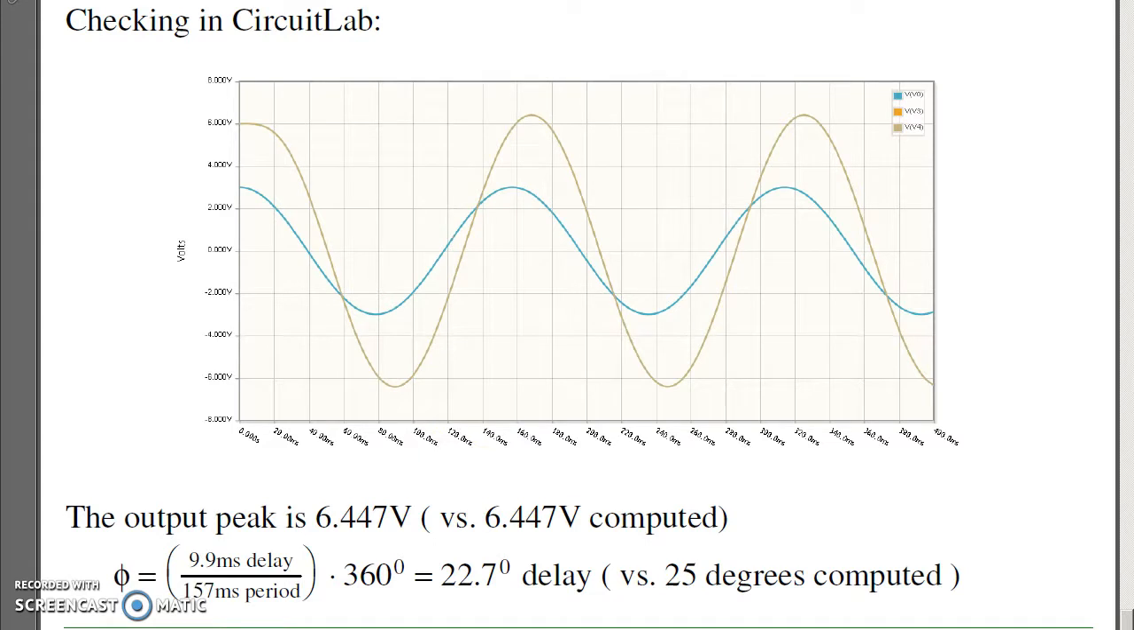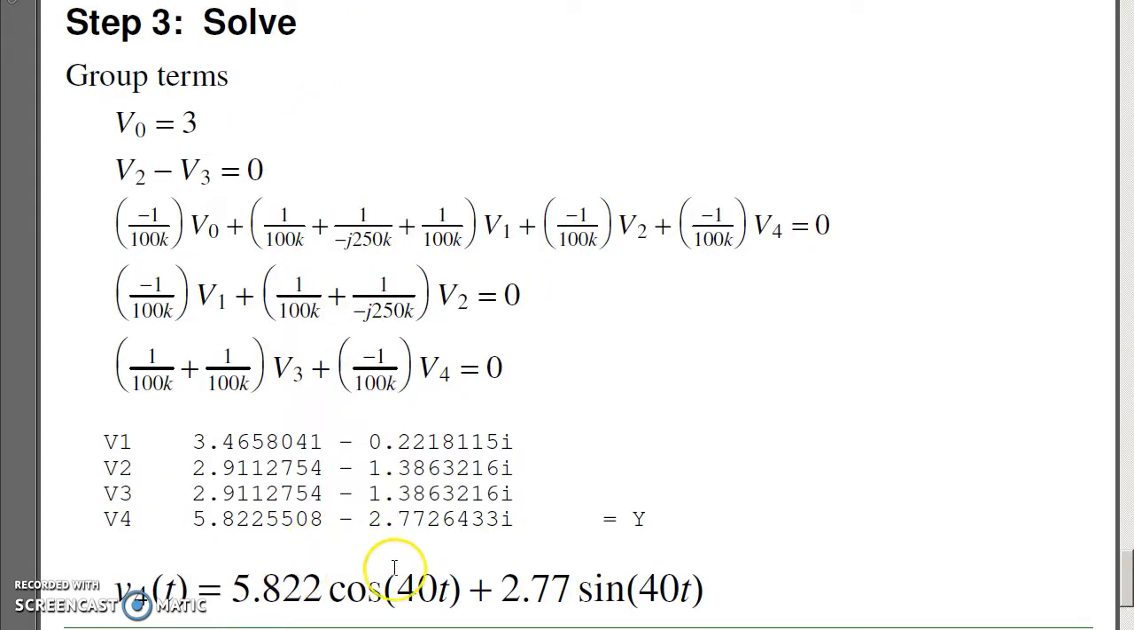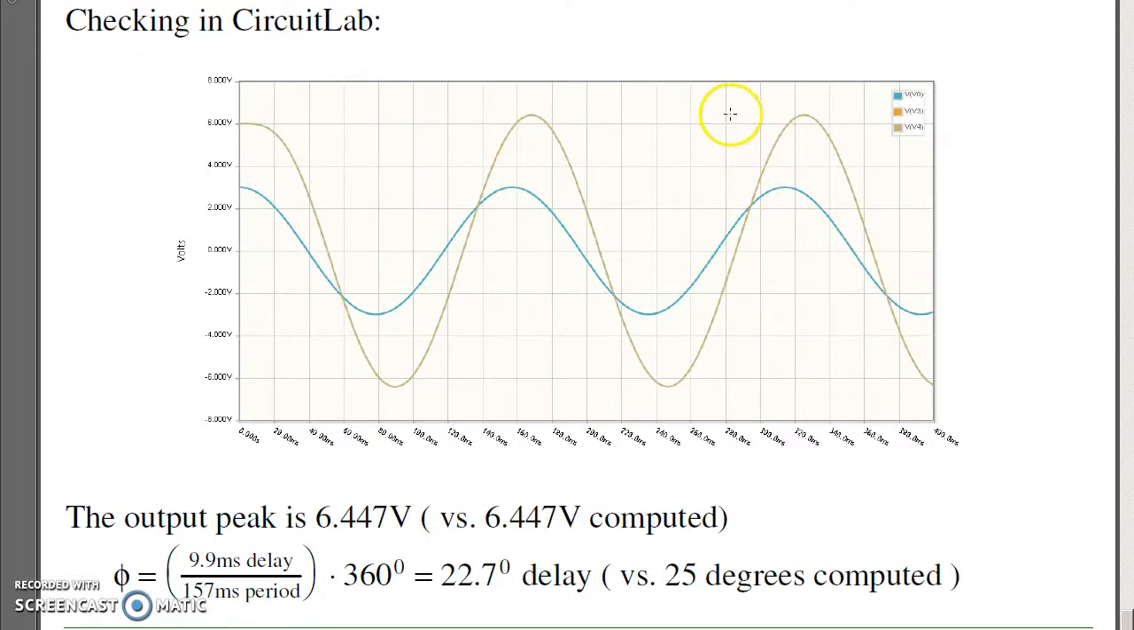And, oops, that's in polar form. 5.8 plus 2.7 in amplitude gives you the voltage right here. The phase shift is the delay. T equals zero at the peak, so let's call this T equals zero. The output is delayed by 9.9 milliseconds from the peak on the input. 9.9 millisecond delay corresponds to 22 degrees versus what we calculated, 25 degrees delay.